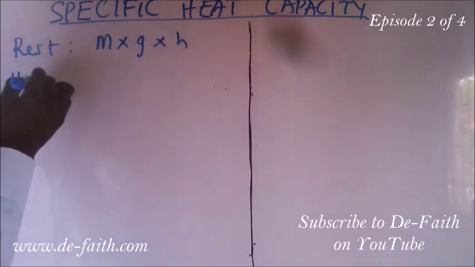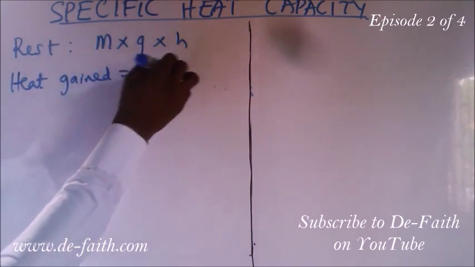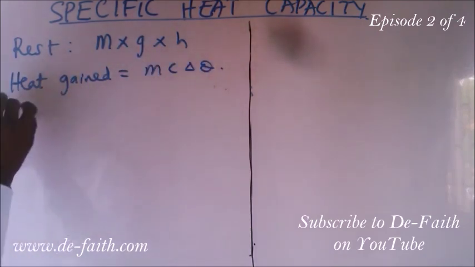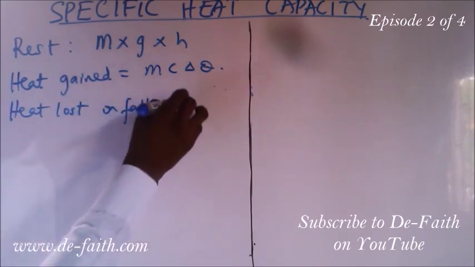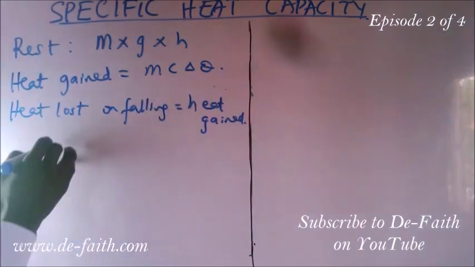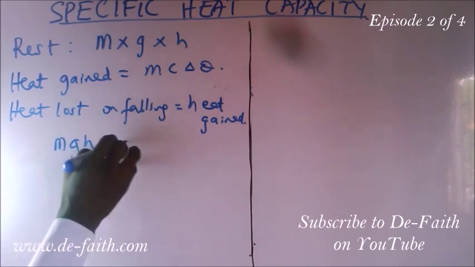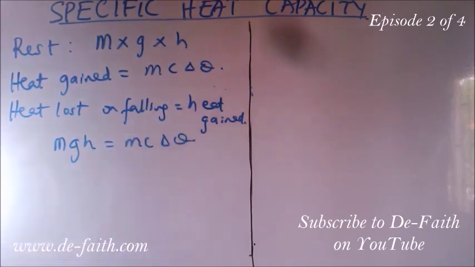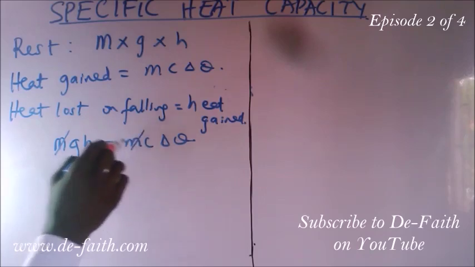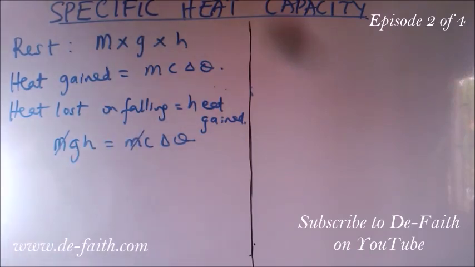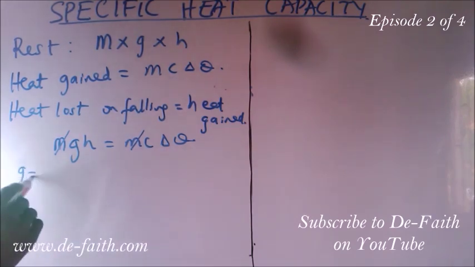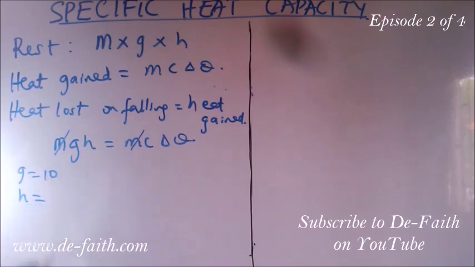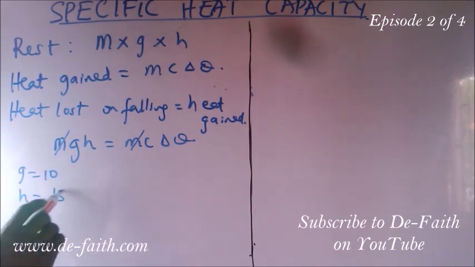So our heat gained equals mc change in temperature. So heat lost on falling equals the heat gained. Hence, we have mgh equal to mc change in temperature. The mass here is the same thing as the mass here, so that cancels out. In the question, we are asked to look for the change in temperature. We are given g to be 10, height equal to 15 meters.